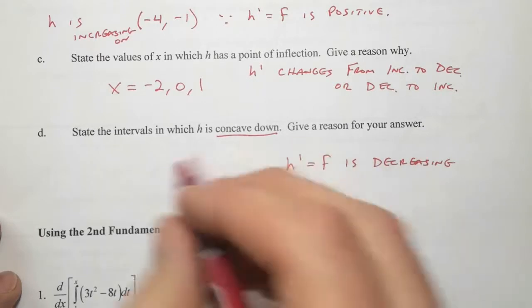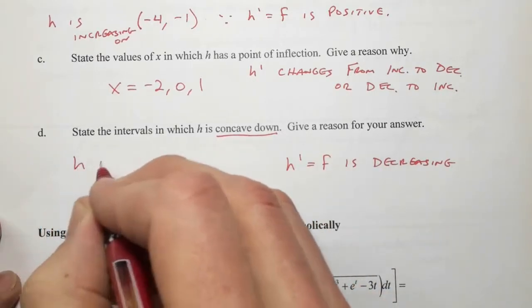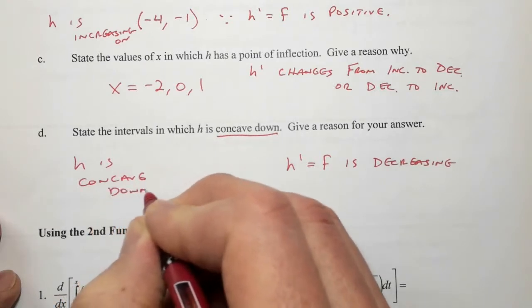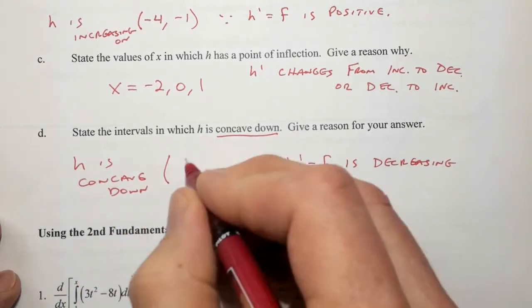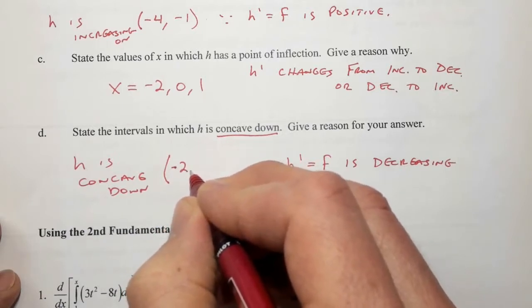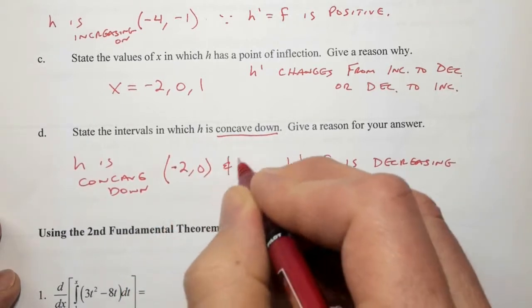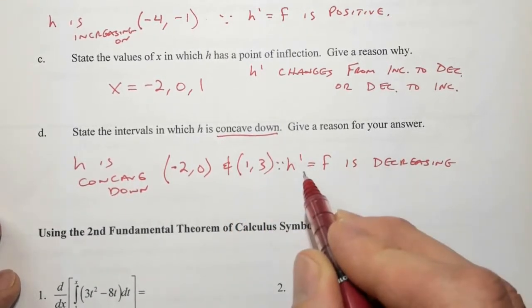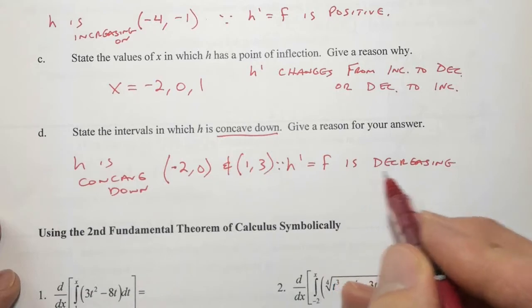So we will say h is concave down from -2 to 0, and also from 1 to 3, because h prime, which is f, is decreasing.